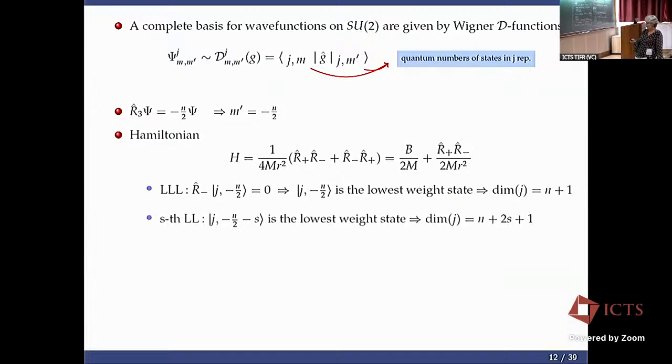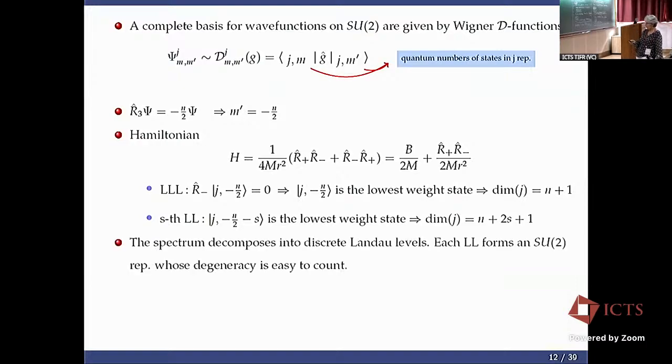Now, we can similarly think about higher Landau levels. The state J, minus N/2, for a higher Landau level is not the lowest. The lowest one is created by going S steps down. This is the lowest weight state, which immediately tells me that the dimension of this representation is N plus 2S plus 1. So I can work like that for each Landau level. I know the wave functions, I know the degeneracy, and so on. The spectrum decomposes into these Landau levels, and each Landau level forms an SU2 representation.